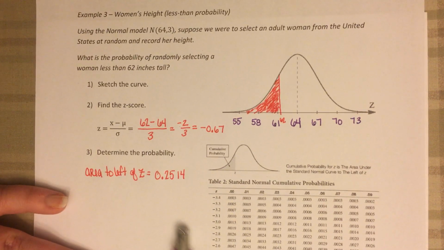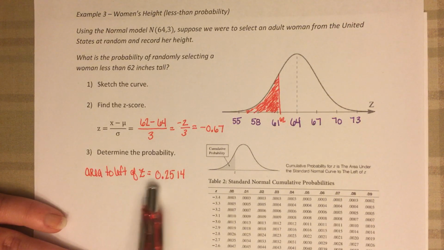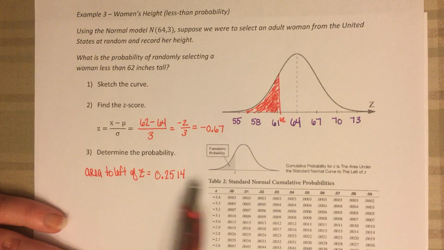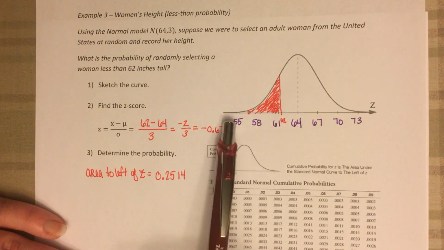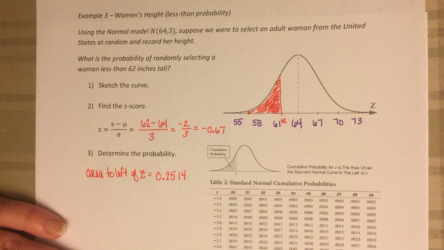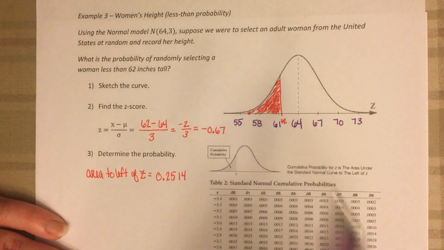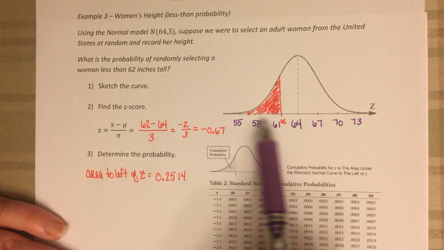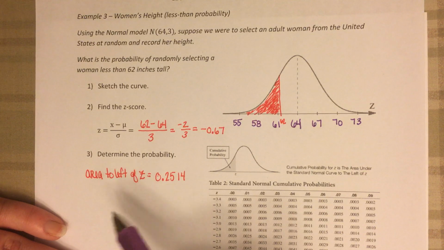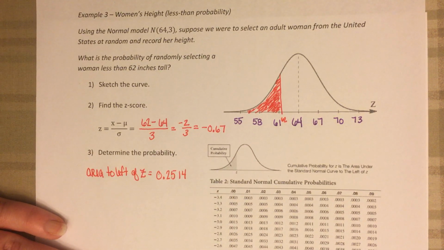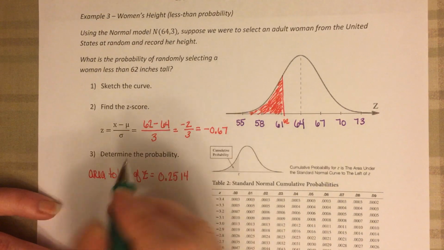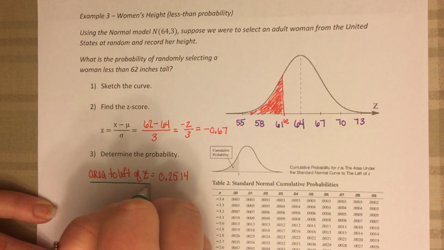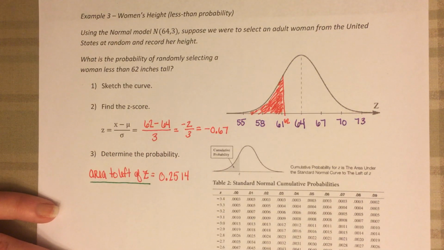Looking at our table, our area to the left of z is 0.2514. If we look in our picture, we do have the area to the left. So if we are dealing with a less than case, and we're looking at this piece here, this number out of the table is simply our answer. So our area to the left of z is 0.2514.